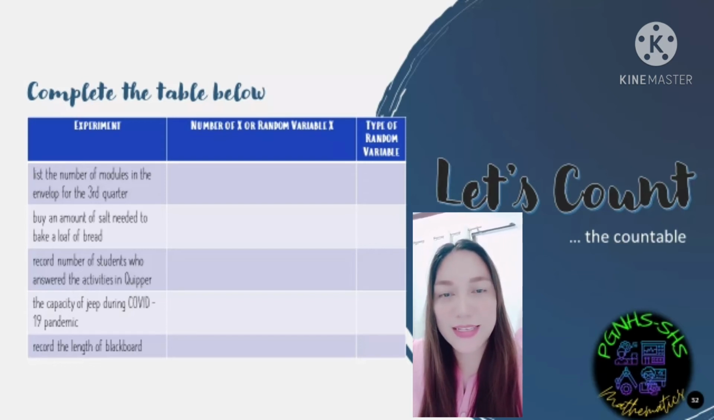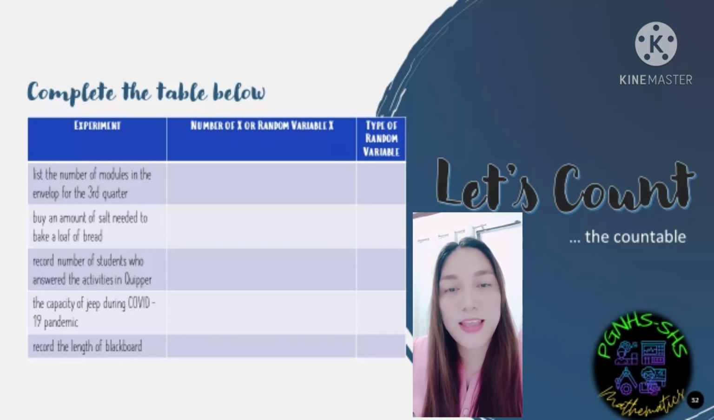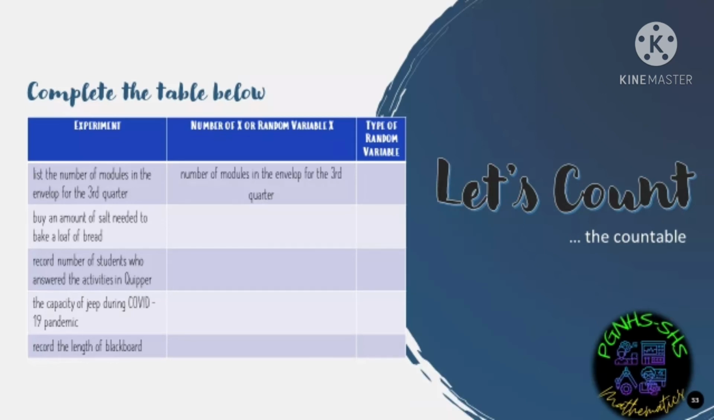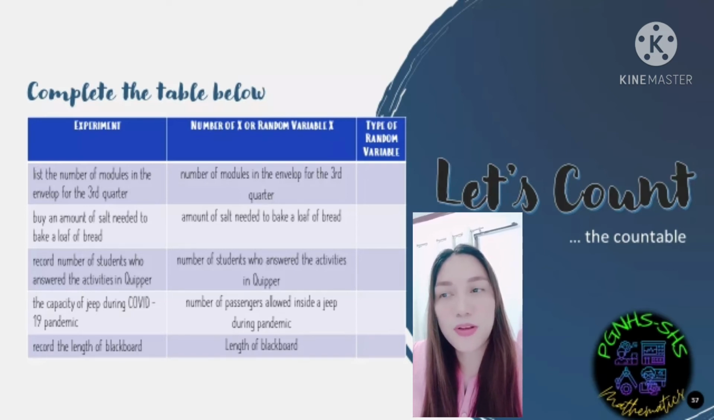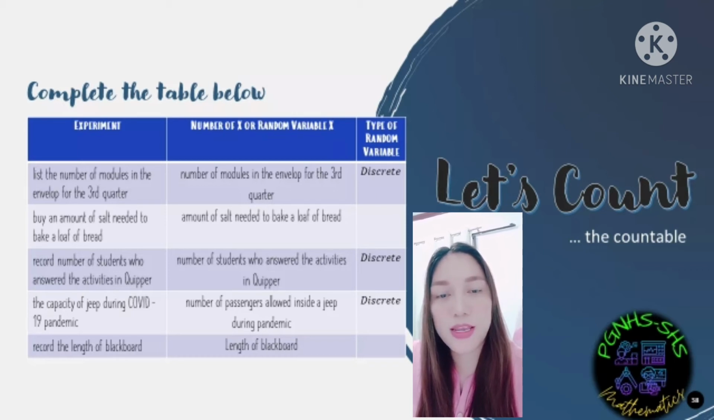To answer this task, we use a 3-column table. The first column is for the experiment, the second column is for the random variable, and the third column is for the type of random variable. Which among the 5 experiments have countable random variable? If your answer is experiments 1, 3, and 5, then you're correct.